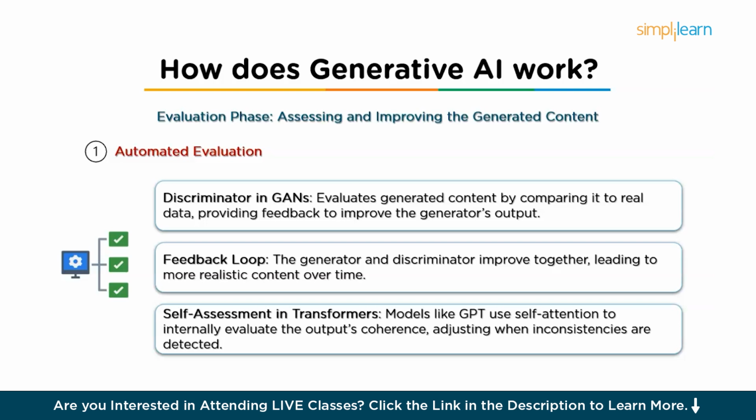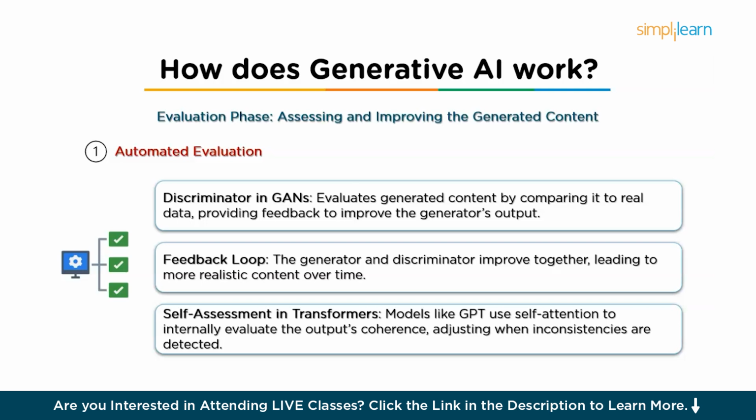First is the discriminator in a GAN. After the generator produces content, for example an image, the discriminator evaluates whether the generated content is real or fake. It does this by comparing the generated content to the real examples from the training dataset that we had provided during the training phase. The discriminator gives feedback to the generator, guiding it to improve its content. Over time, as the generator gets better, the discriminator also gets better at detecting fake content. This creates a feedback loop where both improve in tandem. Eventually, the generator creates content that is highly realistic and difficult for the discriminator to distinguish from real data.